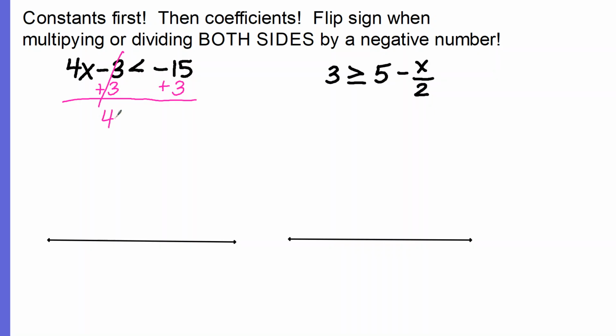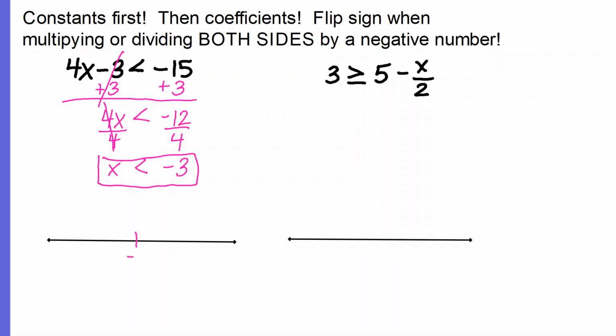I'm going to bring down my 4x, bring down my less than. Negative 15 plus 3 is negative 12. And then to get rid of multiplication, I do the inverse and I divide, because 4 divided by 4 is 1. So we have 1x, or just x. Over here, negative 12 divided by 4 is negative 3. And in solving, we divided both sides by a positive 4, so no need to flip our inequality sign. So our answer is x is less than negative 3.